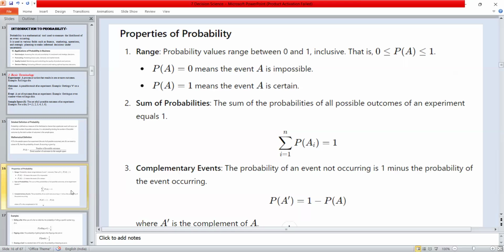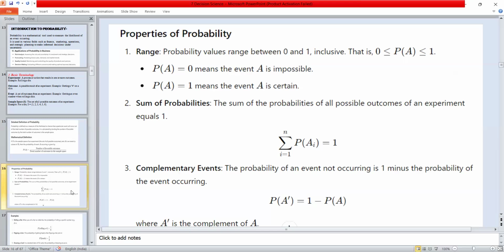Tomorrow the sun will rise from the east, so the probability is 100%, that is, P(A) is 1. The probability of the sun rising from the west is almost 0, so it is an impossible event, P(A) equal to 0. Sum of probabilities: the sum of probabilities of all possible outcomes of an experiment equals 1. The sum of all the outcomes should be 1. That's why the sum of probabilities should be 1, indicated by the summation of P(Ai) for i equal to 1 to n equals 1.